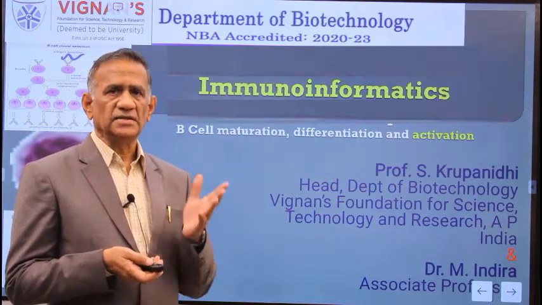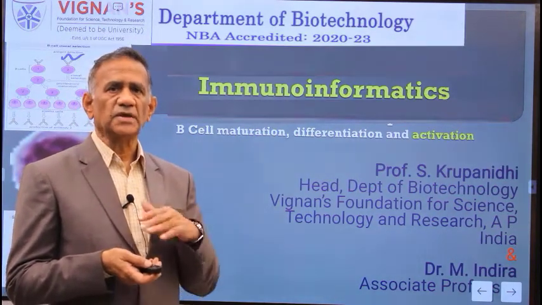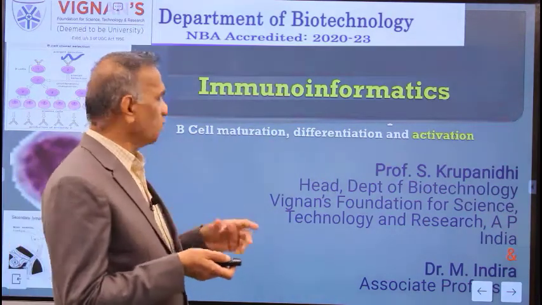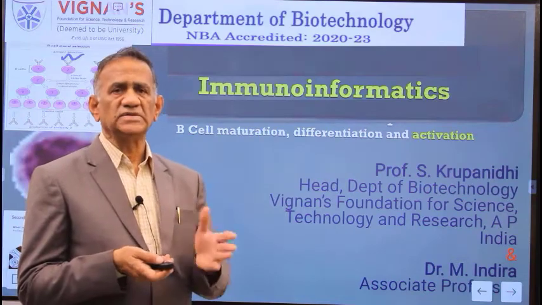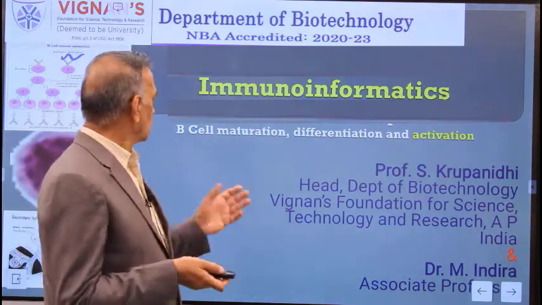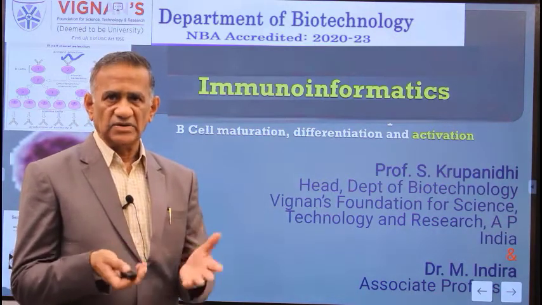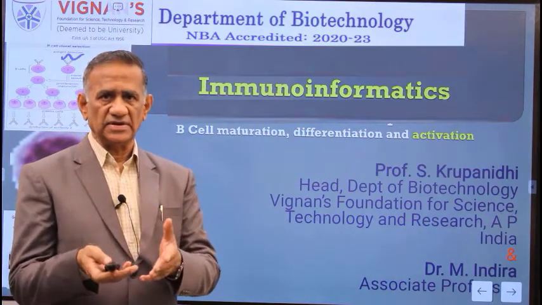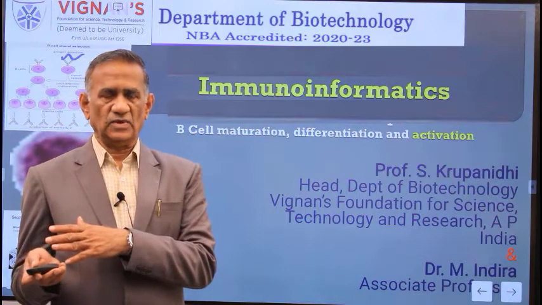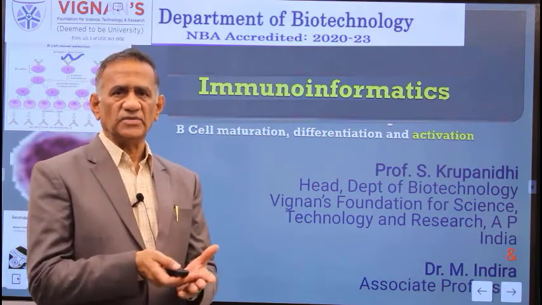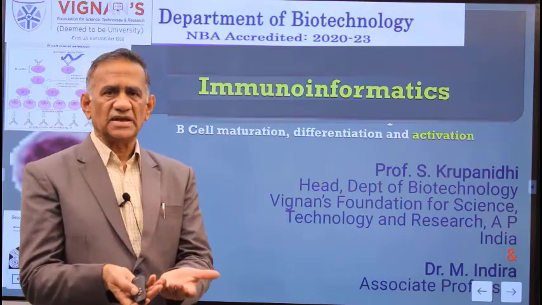Hitherto we have seen the overview of the immune system, immunoglobulins and antigen-antibody interactions. In this fourth unit, we are now looking into T-cell and B-cell development. Here, B-cell maturation, differentiation, activation. The B-cell is getting activated by the T-cell, and the T-cell gets activated by the macrophage. Once the B-cell gets activated, it produces plasma cells and memory cells.